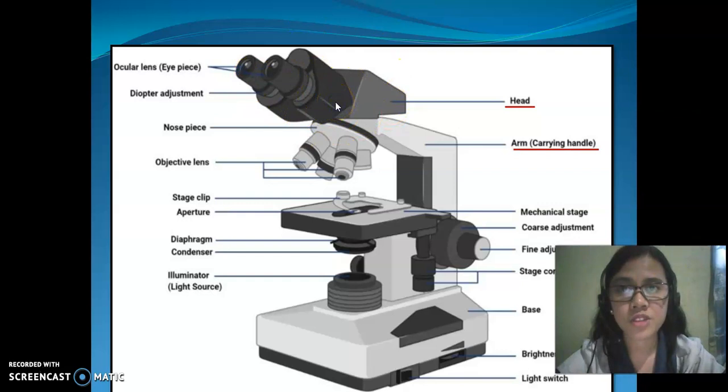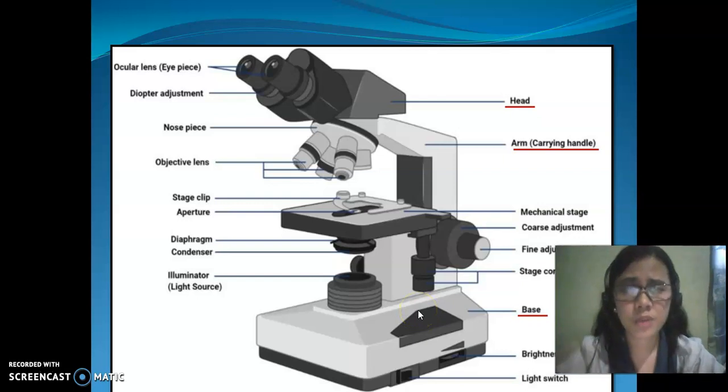Next is the arm, the carrying handle. This is the part connecting the base to the head, and the eyepiece tube to the base of the microscope. It gives support to the head of the microscope, and it is also used when carrying the microscope. Next is the base. It acts as the microscope support. It also carries the microscope illuminators.